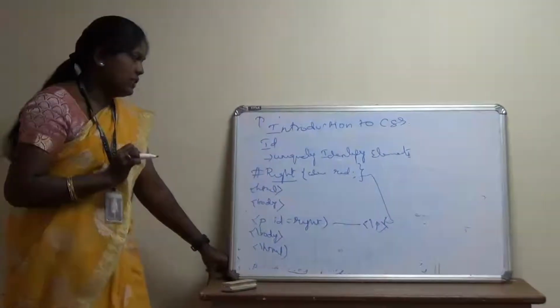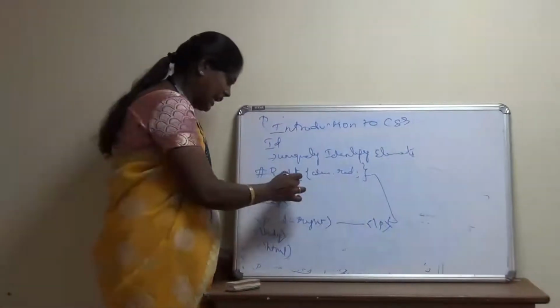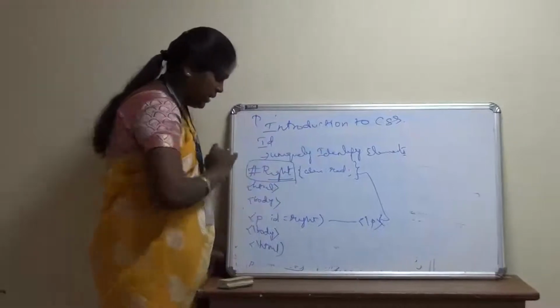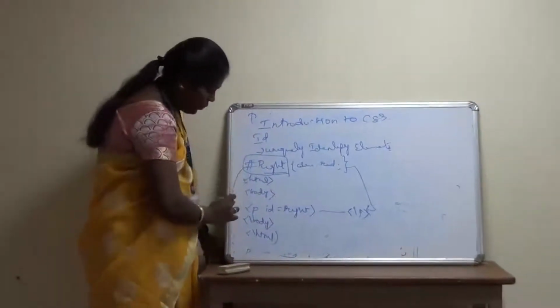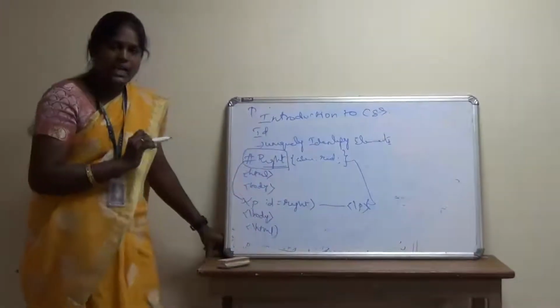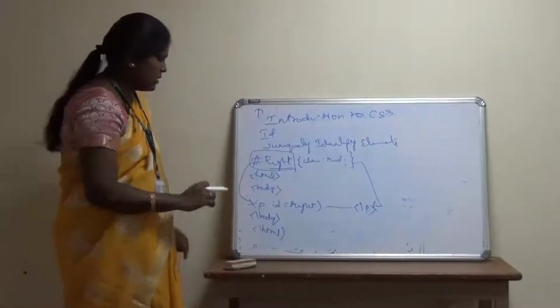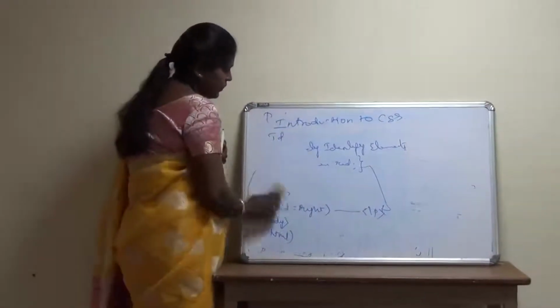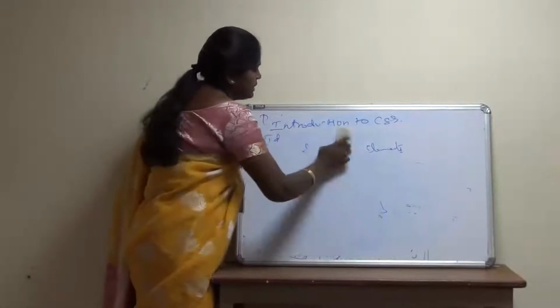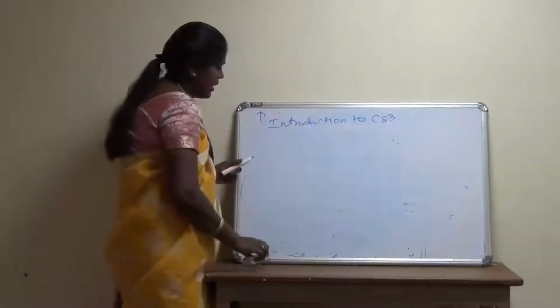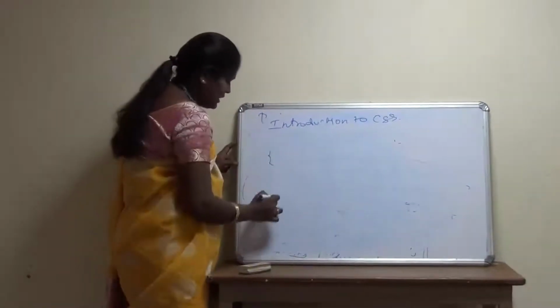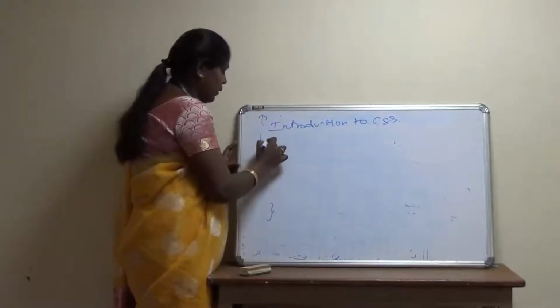So the difference between class and ID is that an ID can be used for only one element. I can use this style for only this paragraph, but a class can be applied to more than one element. The next type is the group selector. I can give the same style to more than one selector.